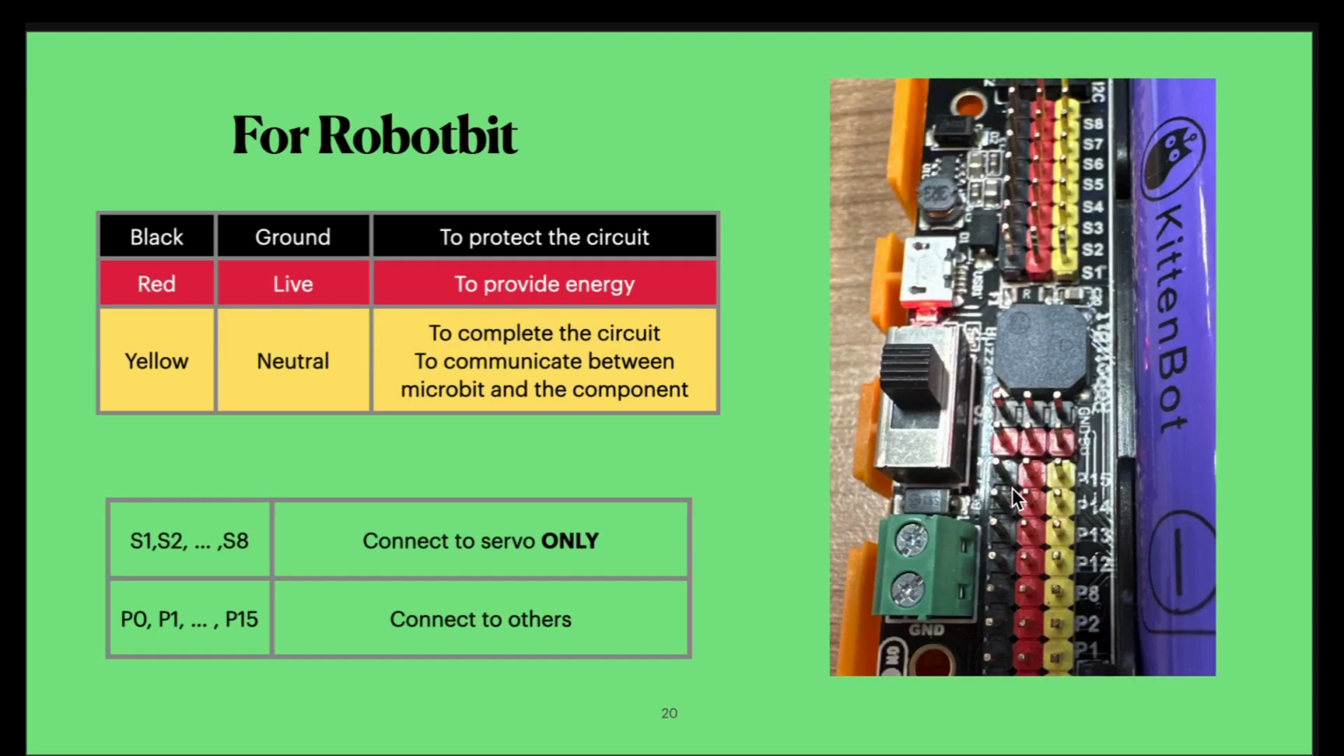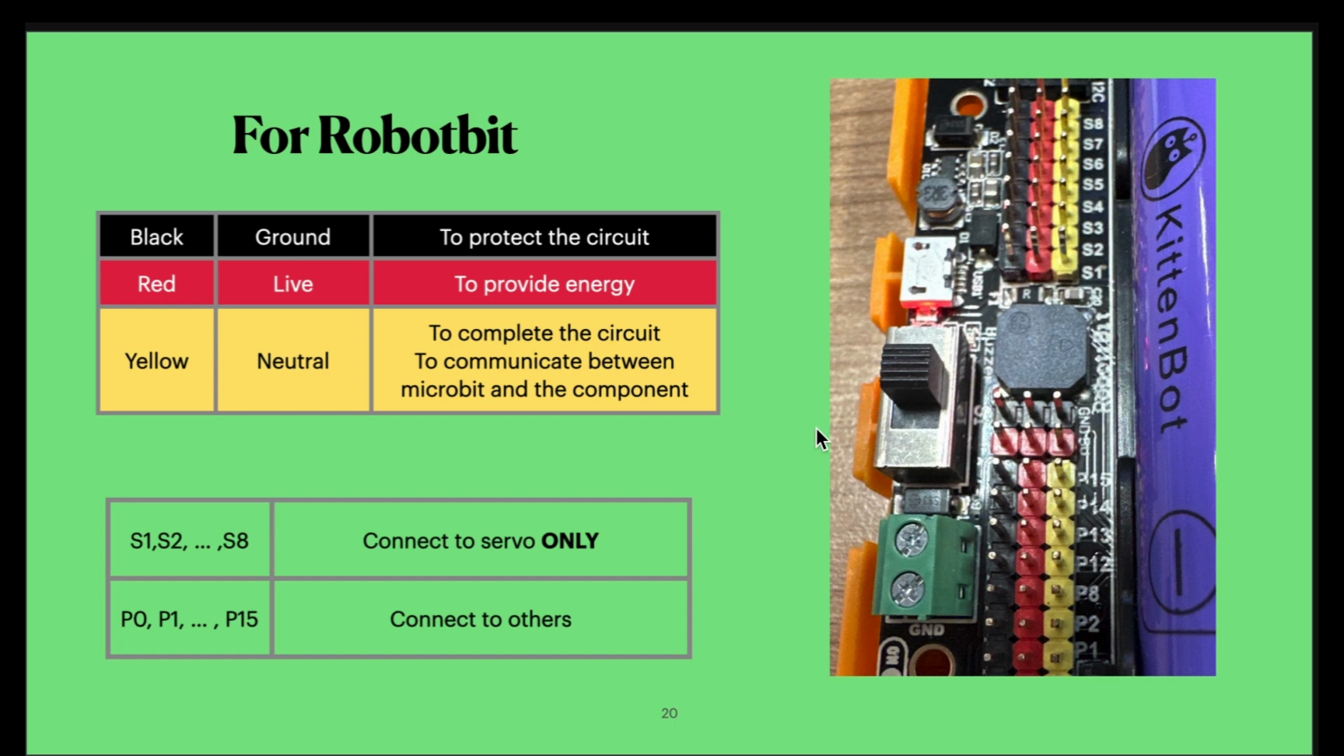When you are going to check it, you can see the numbers. They go from S1 to S8, and they are used for the servo. This one is connected to others, for the other input or output. For P, P0 to P15 here. P1, P2, P8, P12, P15 here.